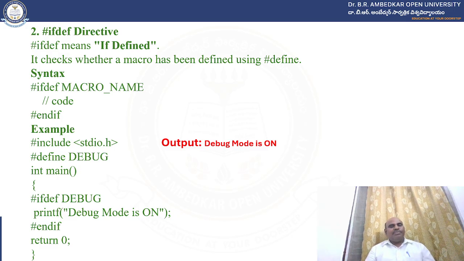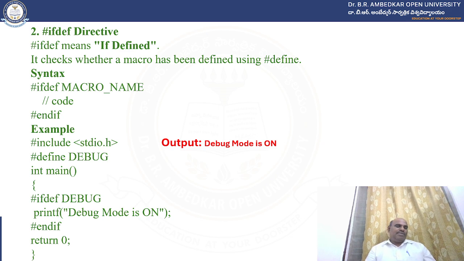How can we write ifdef? We write ifdef, then the macro name, then we can write the code, then we write endif. So you see here, I am defining one variable. What is that? Debug.